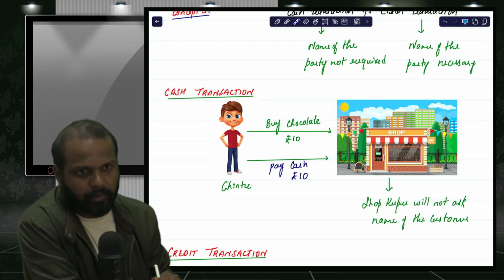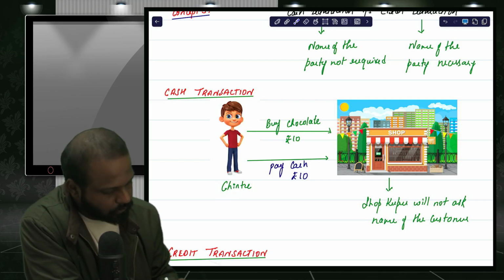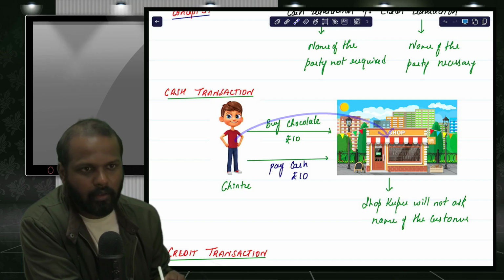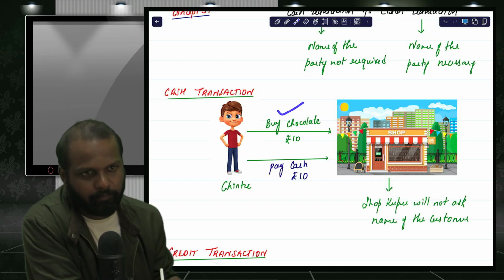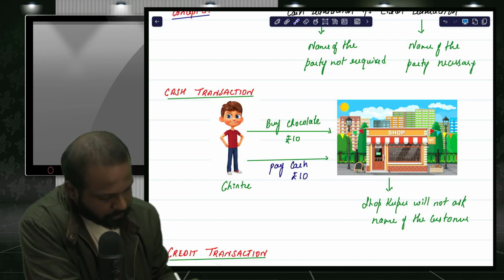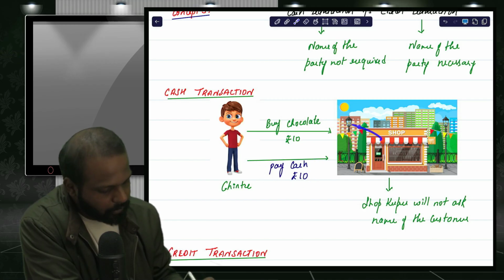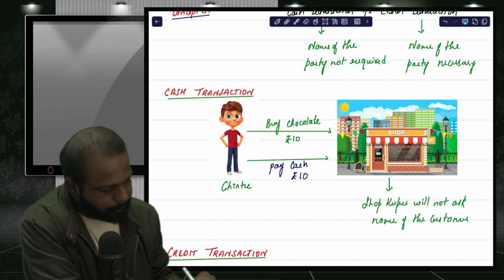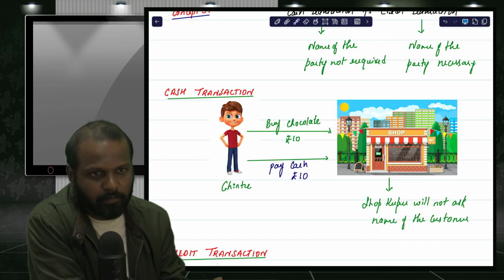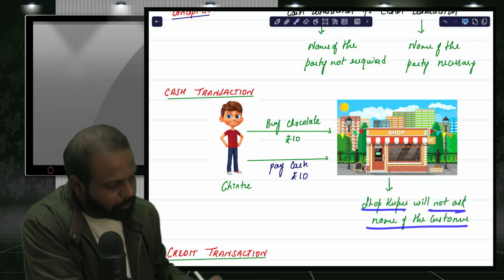Let us take an example. Let us say there is a person called Chintu. Chintu goes to a particular shop and he buys a chocolate of 10 rupees. So what will happen? Chintu is going to pay cash 10 rupees to the shopkeeper and the shopkeeper is going to give the chocolate. But before giving this chocolate, is the shopkeeper going to ask the name of the customer? No. The shopkeeper will not ask the name of the customer.